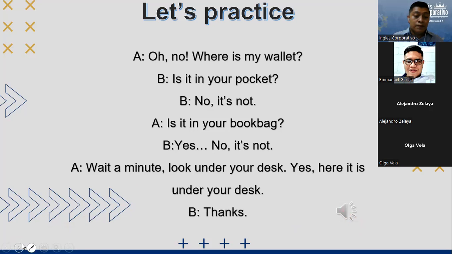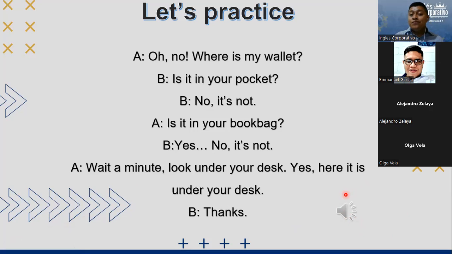Hola. Hola. Buenas noches. Sí, estoy en clase. Where's my wallet? Is it in your pocket? No, it's not. Is it in your book bag? Yes. No, it's not. Wait a minute. Look under your desk. Yes, here it is, under your desk. Thanks.